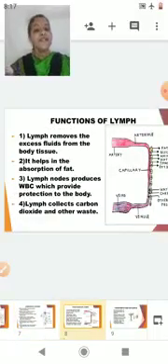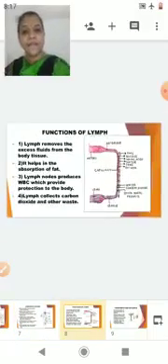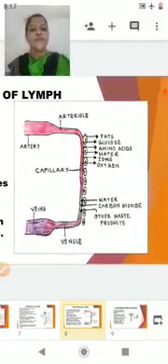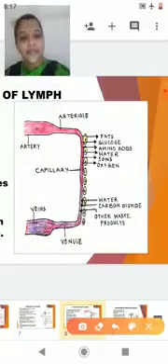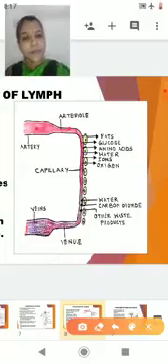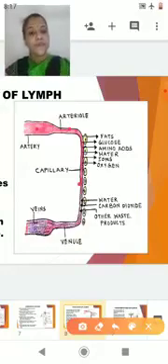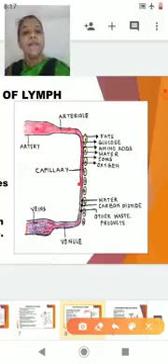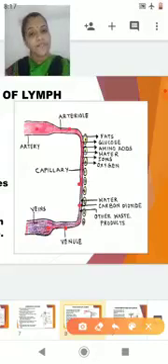Now let us see the functions of lymph. Now in the functions of lymph, students, can you see this is an artery. Artery is dividing to form smaller branches called arterioles. Arterioles divide to form smaller branches called capillaries. Capillaries unite to form what is called venules. Many venules unite together to form what you call a vein.